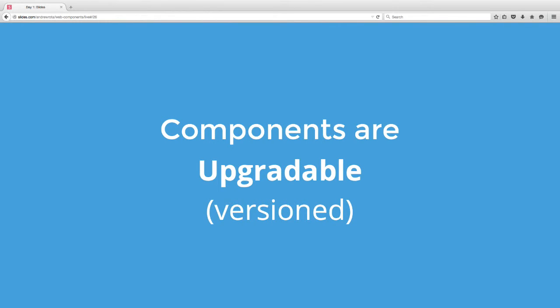Components should be upgradable. Mentioned that at a very high level. I think at a lower level, that means we should be able to version them. We should be able to create components that, we have version 1 and then we want to upgrade it to version 2. Maybe you can imagine a button where you have version 1 and then you work with your designers and go through a redesign and you want to implement version 2.